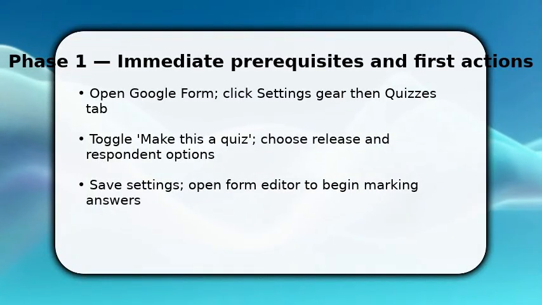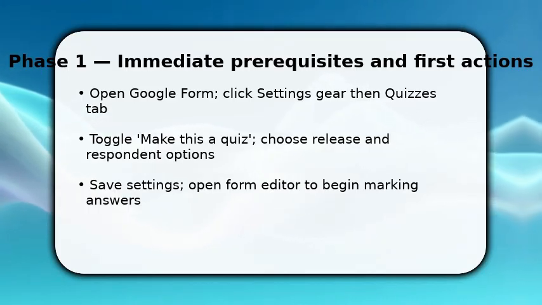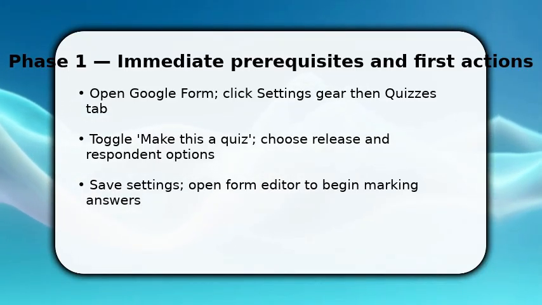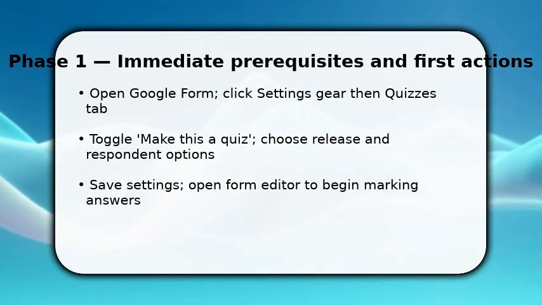You start by opening the form you want to grade. Click the Settings gear and switch to the Quizzes tab. Make this a quiz so answer key features appear. Choose how to release grades and what respondents see. This affects feedback and points. Once done, save and return to the form editor.